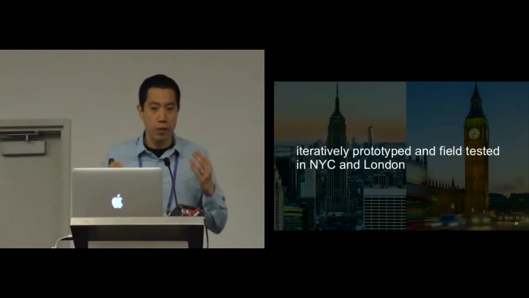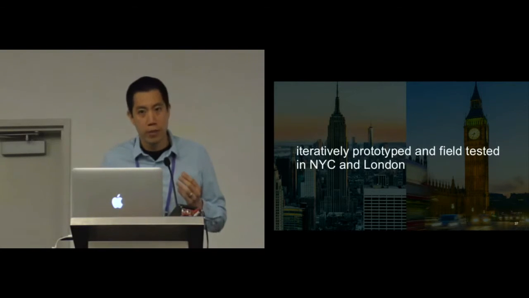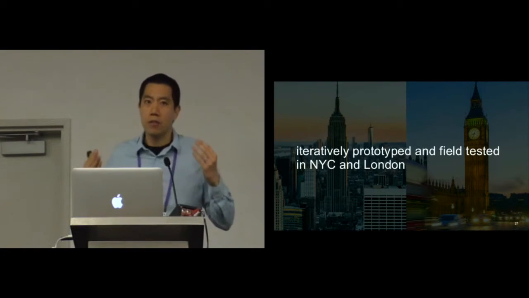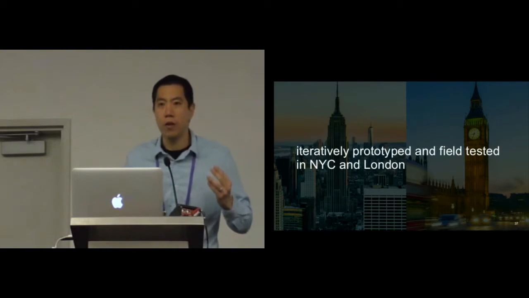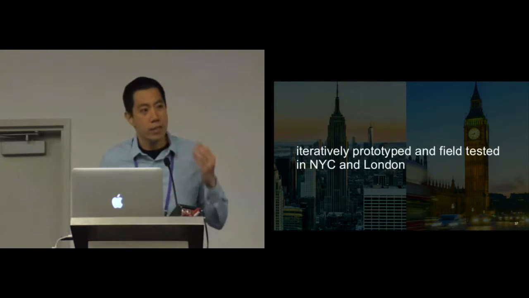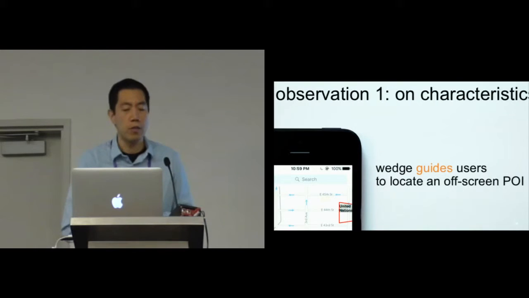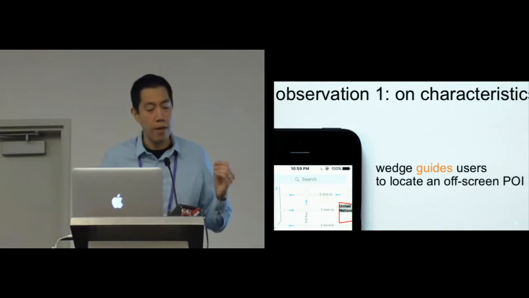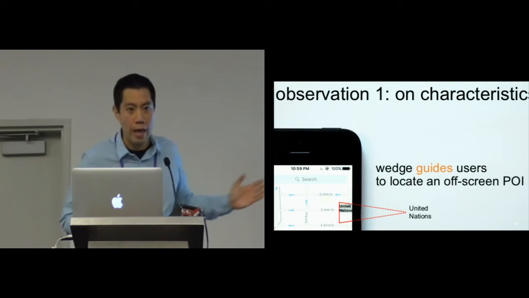I use this app regularly for iterative prototyping and field testing for a period of 1 year, specifically in New York City and London. So intuitively, the idea of using landmark POIs to help users establish a reference frame is general. So an off-screen visualization technique, such as Wedge, should be as effective as P-Compass. We're interested in knowing if that is the case, and we made 2 observations. Our first observation is on characteristics. Recall that Wedge guides users to place a POI at the display edge using the idea of shape completion. Here, United Nations is located at the apex of the completed triangle.